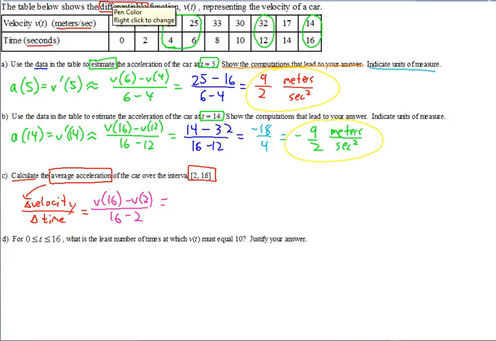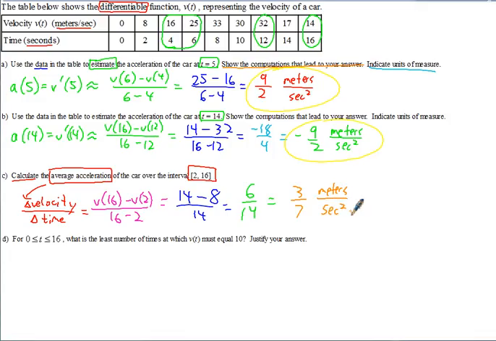So v of 16, looking in the table, is 14, minus v of 2, which is 8, over 16 minus 2, which is 14. That gives you 6 over 14, which reduces to 3/7. Again, the units for velocity are meters per second. Units for time are seconds, so meters per second per second. So meters per second squared.